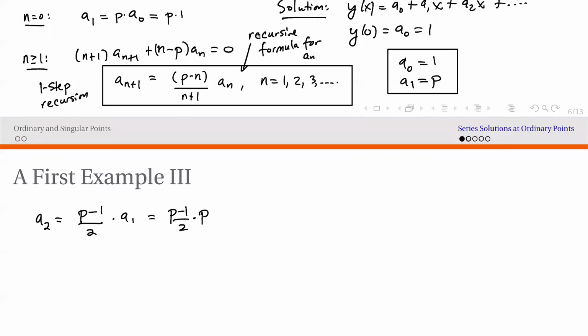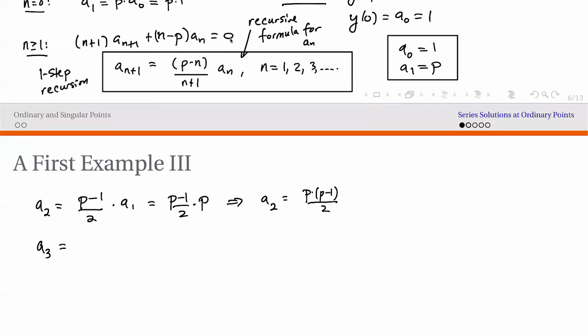So a2 is p times p minus 1 divided by 2. Okay, let's just keep going, see if we can recognize a pattern. a3, so this would be this formula when n is equal to 2. a3 would be p minus 2 over 3 times a2. a2 we just calculated, so this would be p times p minus 1 times p minus 2 all over, well, I pick up a 2 from here and a 3 from here, so this is going to be 3 times 2, and I'll leave it like that for right now.